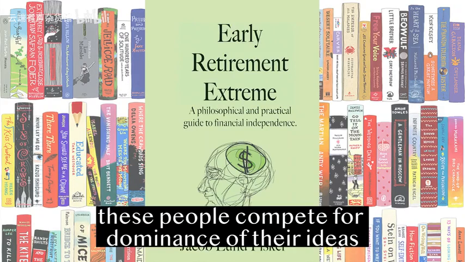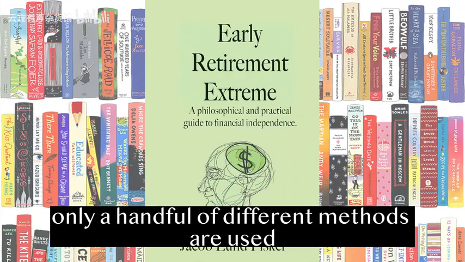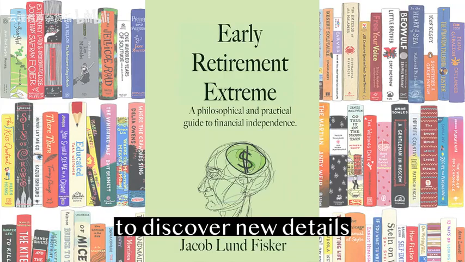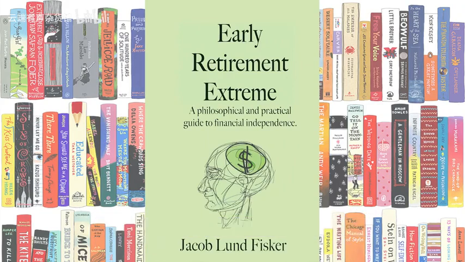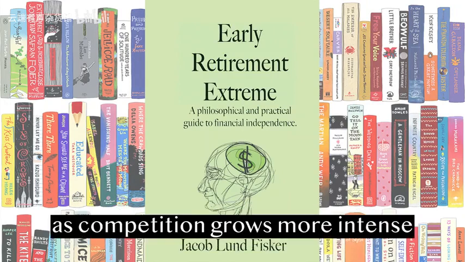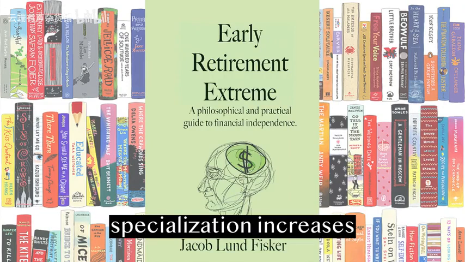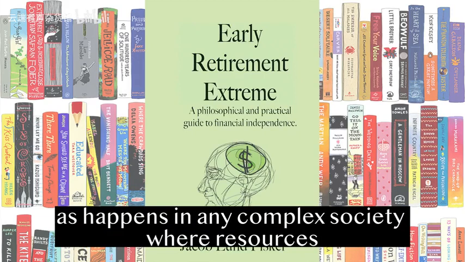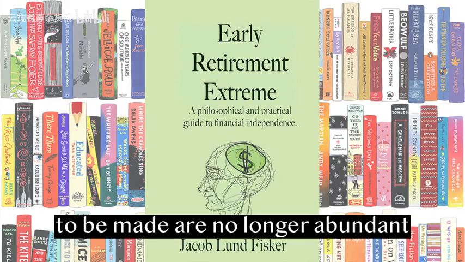These people compete for dominance of their ideas, eventually reaching a point where only a handful of different methods are used. The next generation uses those methods to discover new details, but they don't compete on methodology, and hence it remains static. As the intellectual field matures, the rate at which details are discovered increases. As competition grows more intense, the scope of discovery narrows, specialization increases, and politics becomes increasingly more important, as happens in any complex society where resources, in this case the number of remaining discoveries to be made, are no longer abundant.